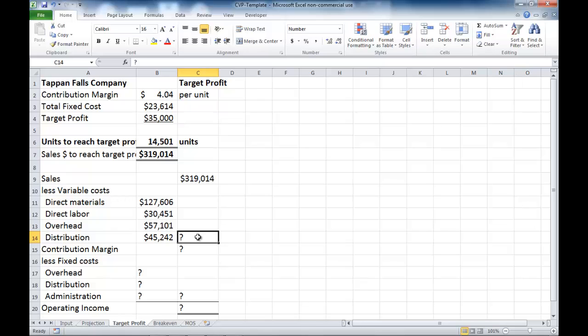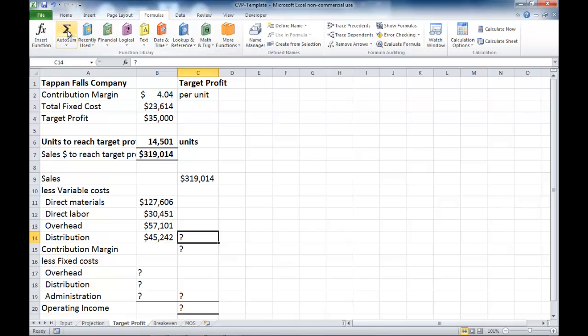Let's grab a total. I'll go up and grab my auto sum. So $260,400 in total variable cost. Calculate contribution margin. Take sales minus total variable cost, and that gives us $58,614 in contribution margin. So let's go grab our fixed costs now.